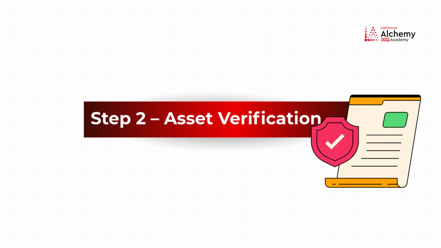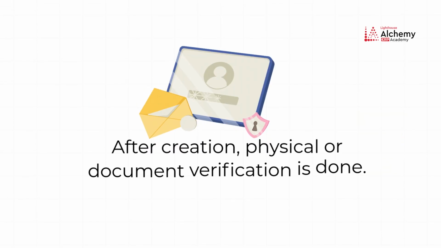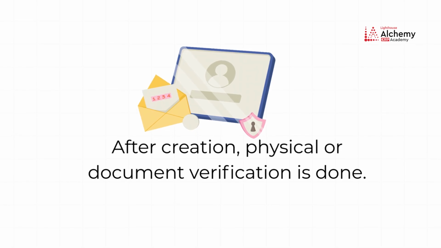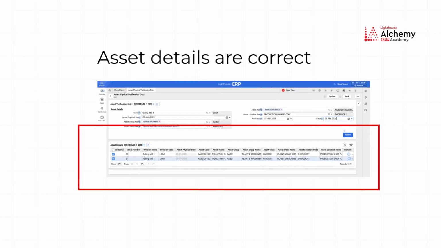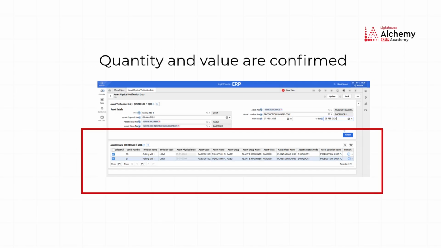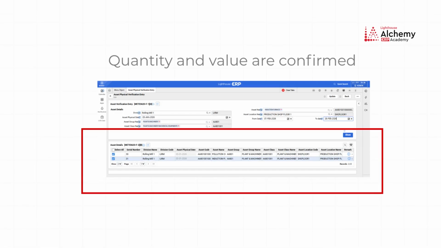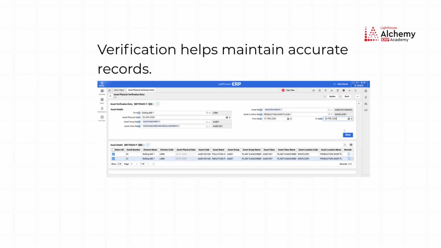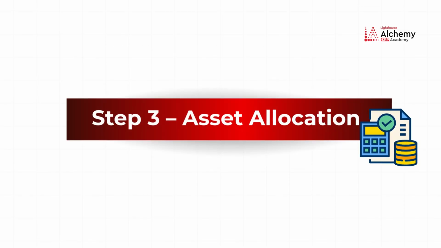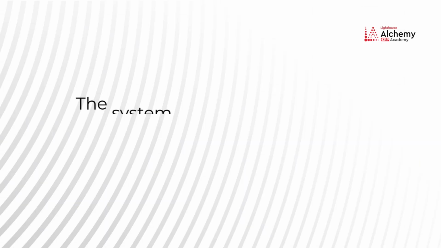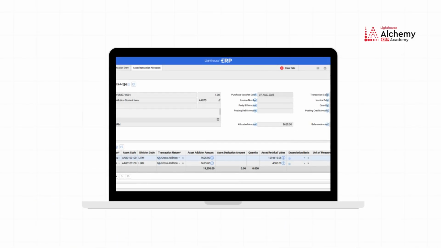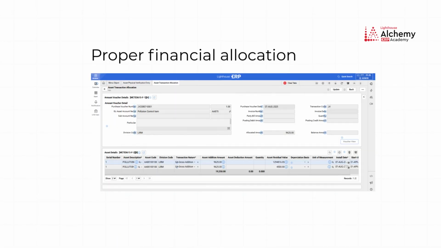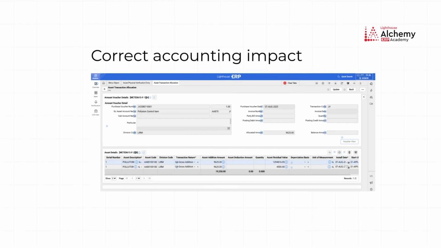Step 2. Asset verification. After creation, physical or document verification is done. This step ensures asset details are correct, quantity and value are confirmed. Verification helps maintain accurate records. Step 3. Asset allocation. Next, the system allocates the asset value properly to accounts or cost centers. This step ensures proper financial allocation and correct accounting impact.